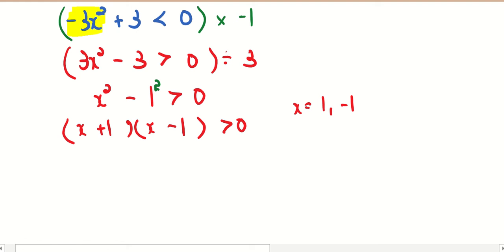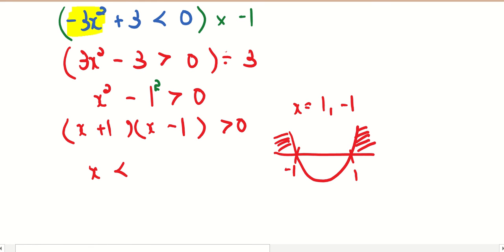After that, what shape do we draw? This is the U-shape because we want the x squared to be positive. Smaller number on the left, bigger number on the right. This is greater than 0. Do we shade below or above? Above. So, x must be less than -1 or x will be greater than +1. You have two answers here. Alright?